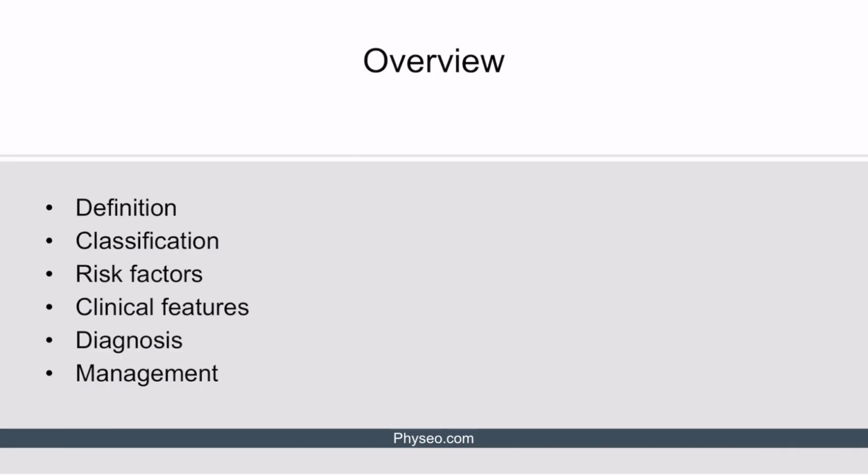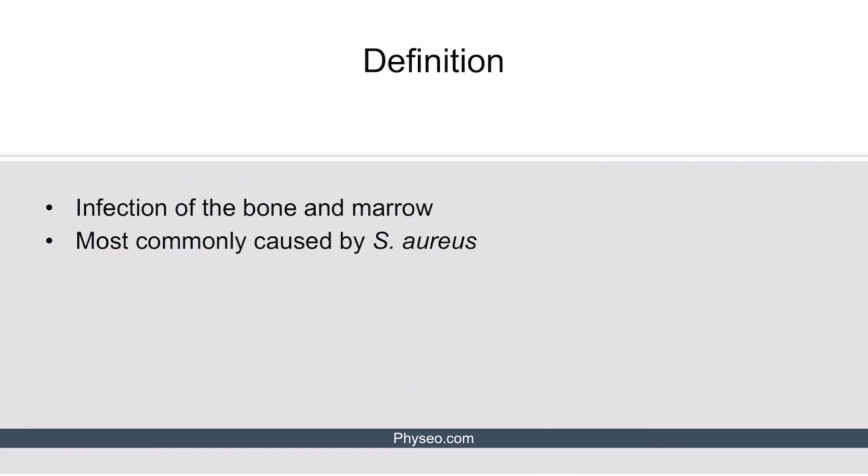Let's get started. Here's our overview slide. We'll be discussing the definition, classification, risk factors, clinical features, diagnosis, and management. Let's begin with the definition. Osteomyelitis is an infection of the bone and marrow. It's most commonly caused by Staph aureus.